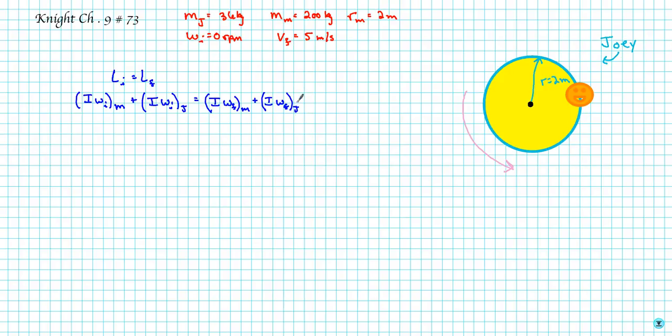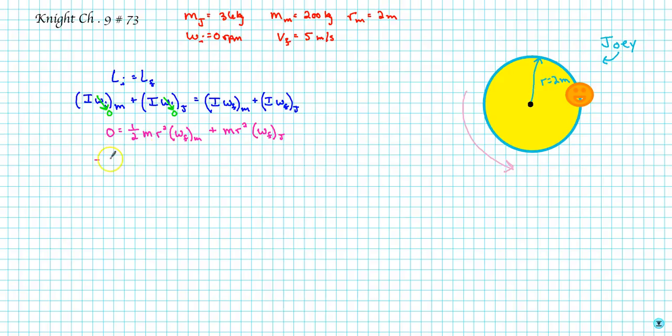Okay, so looking at this, initially they say Joey and the merry-go-round are at rest, so those go away. So we're left with 0 equal to the angular momentum of the merry-go-round and the angular momentum of Joey. If we expand this out, the disk has a moment of inertia of 1/2 mr squared times omega sub f for the merry-go-round, and we can treat Joey as a point mass of mr squared times his final angular velocity.